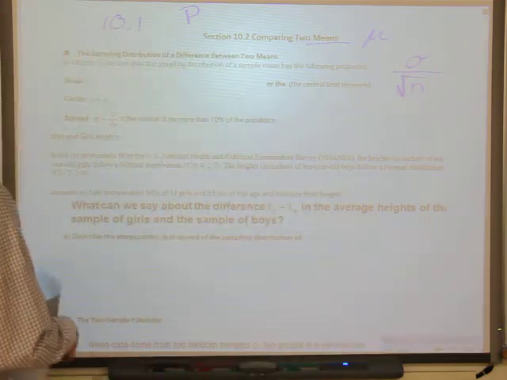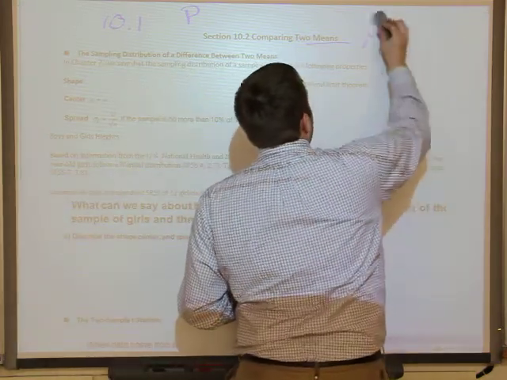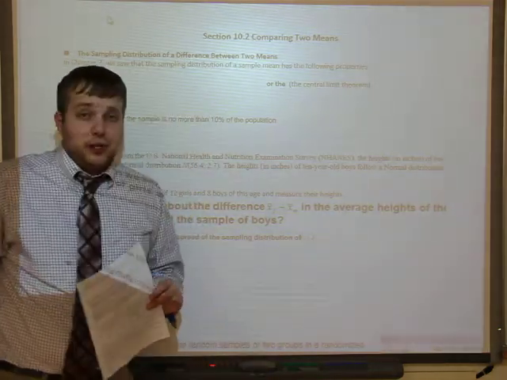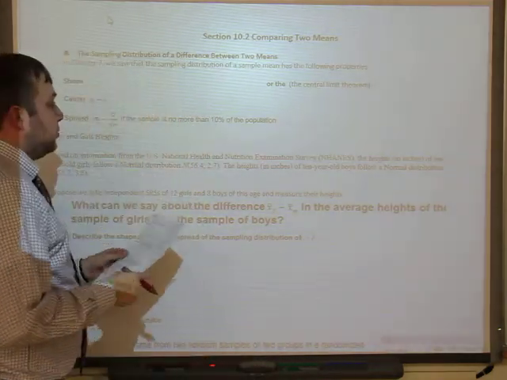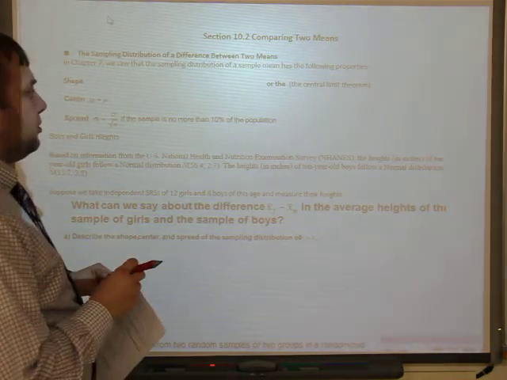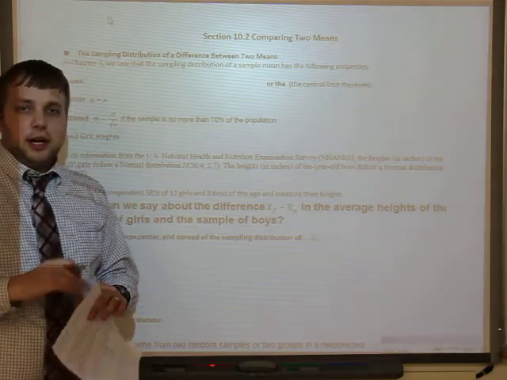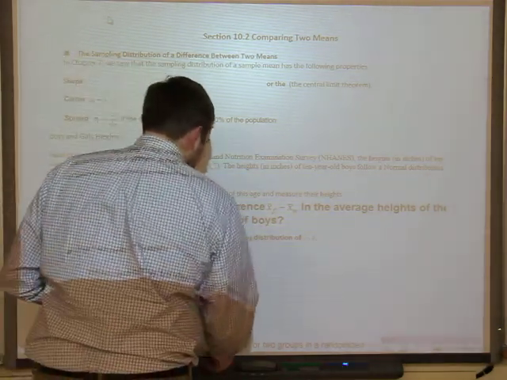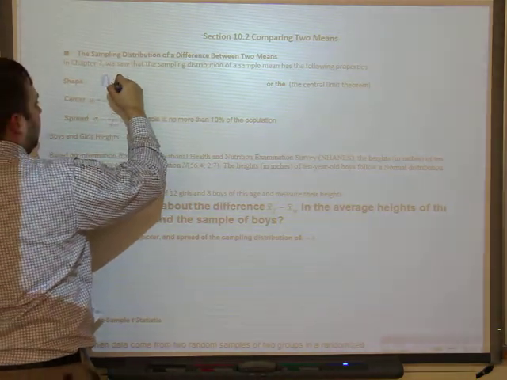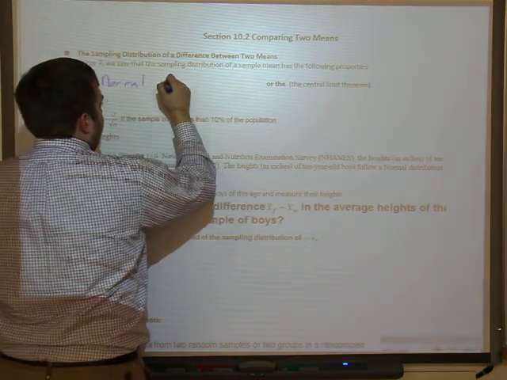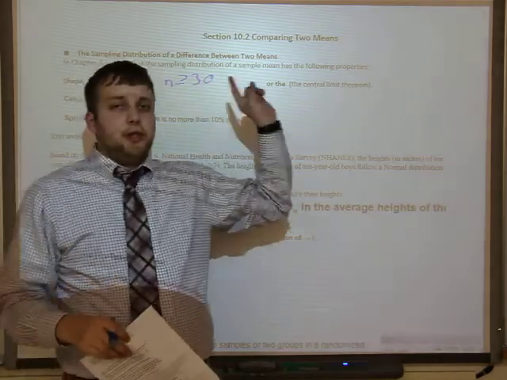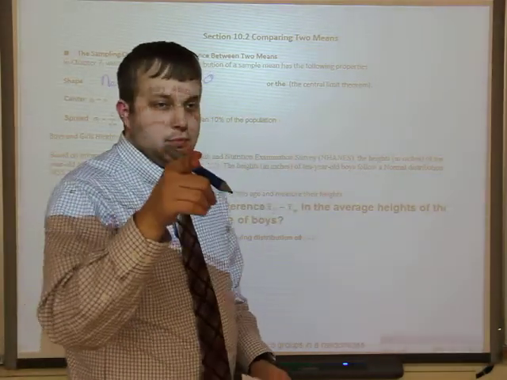So first off, I'm going to try and zoom through this here. I apologize because I know it's small writing, but you do have the notes right in front of you. Chapter 7, we saw the sampling distribution of a sample mean has the following properties. I already kind of talked about this. Shape. First of all, how do I know it's normal? Well, it's normal if n is greater than or equal to 30. Or it's called the central limit theorem.